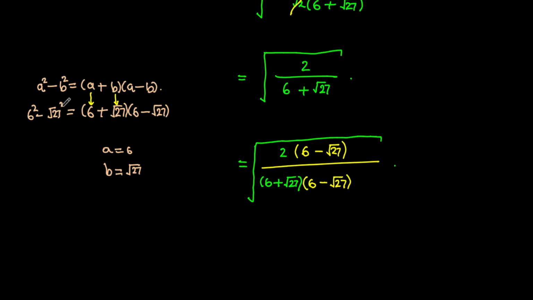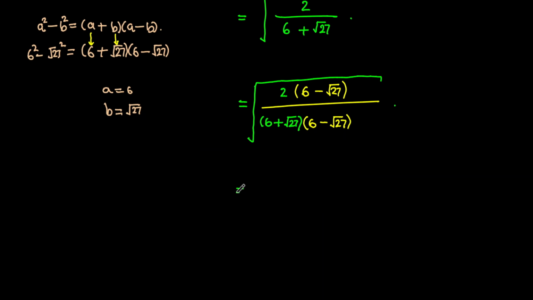27 also squared. So with all this we can rewrite this one in the same way, where we have 2, let's maintain the numerator the same, 6 minus square root of 27, and we are dividing this by 6 squared minus root of 27 squared, and everything is under a square root sign.